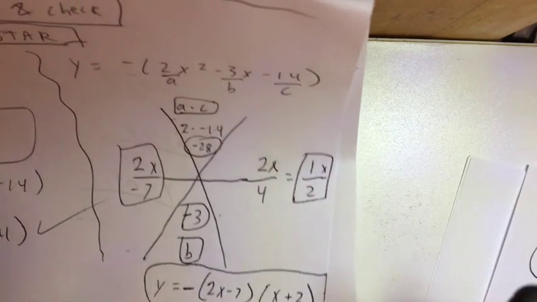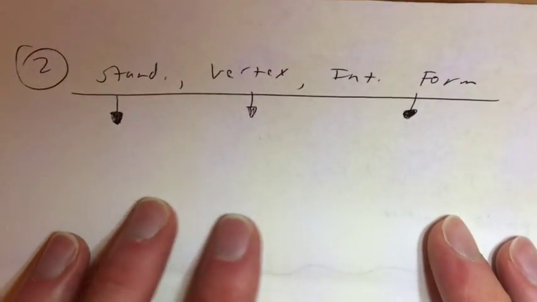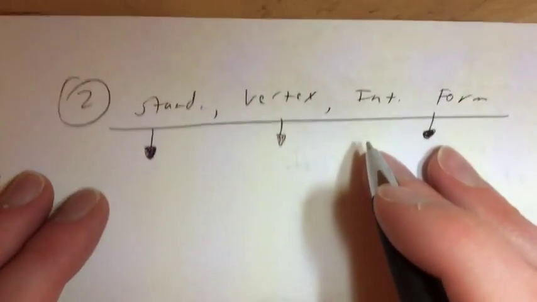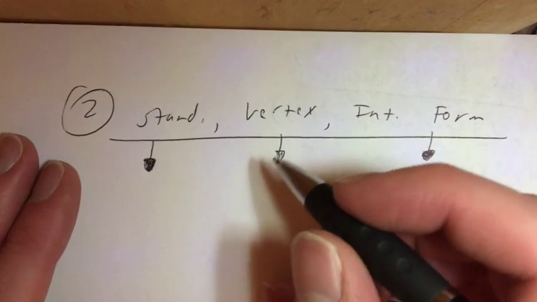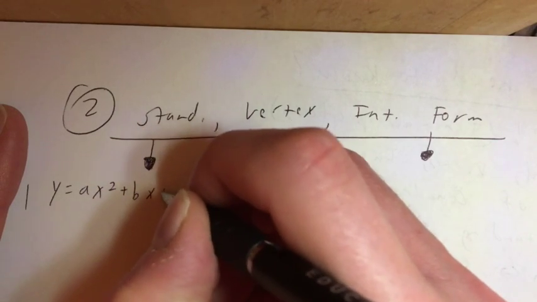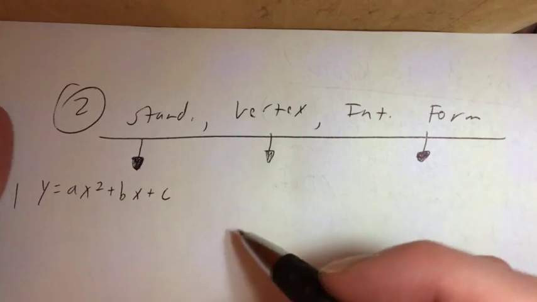Okay, that was part 1 of factoring. Let's make sure we understand the different types of quadratics and the shapes and sizes they come in. First of all, standard form is the one we've been dealing with probably the most, the one we started with. Let's go over what it looks like: ax squared plus bx plus c. We find a lot of stuff with standard form.